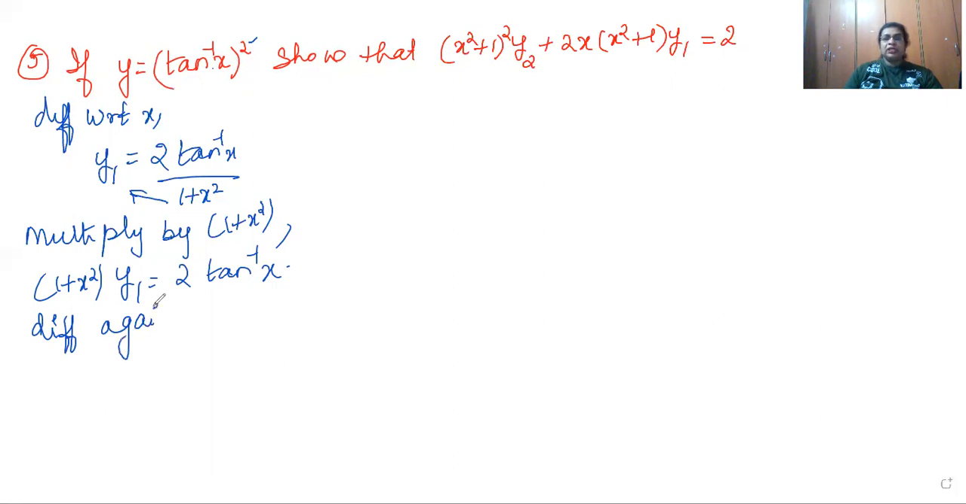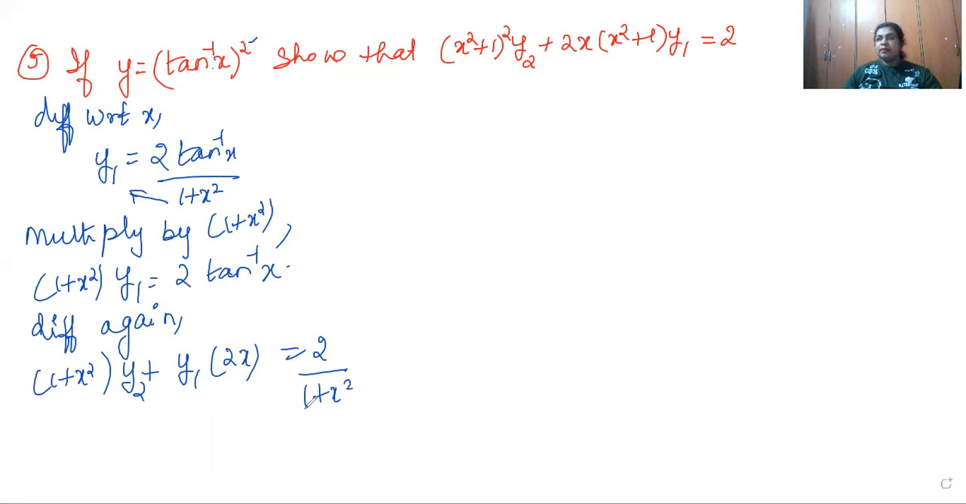When you differentiate again, you are getting the product rule, that is first term into derivative of y1 is y2, plus second term into derivative of first, which is 2x, is equal to 2, as it is constant. Tan inverse x is 1 by 1 plus x square. Again, you found something in the denominator, take it to the left side.